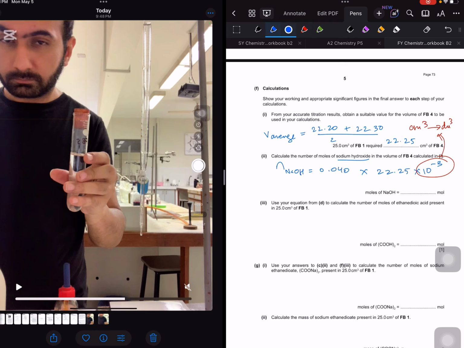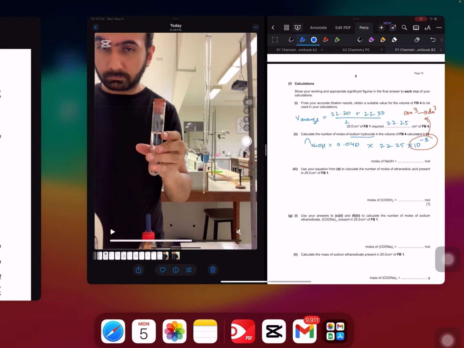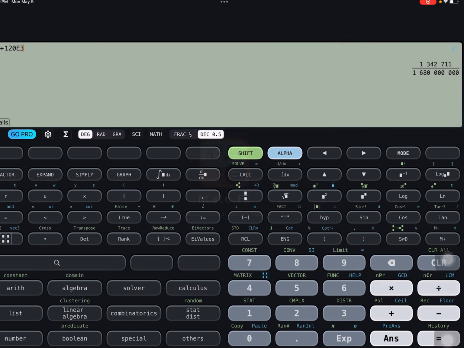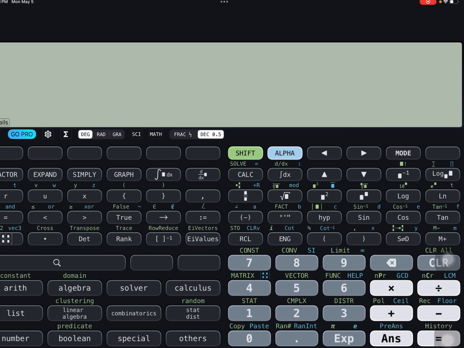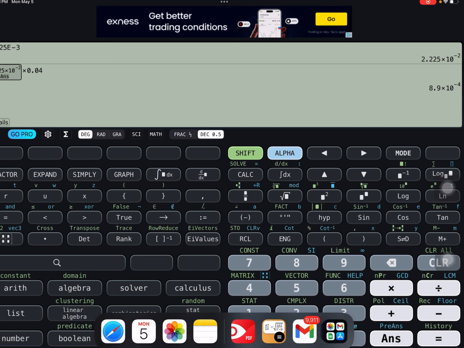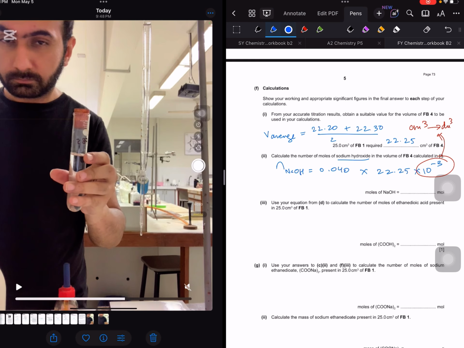Let's do it on the calculator. I do not have my calculator. My phone just shut down. Okay, we can do it. We have a calculator here. 22.25 exponent minus 3 times 0.04. So that is 8.9 exponent minus 4. 8.90 exponent minus 4. This is here with me.